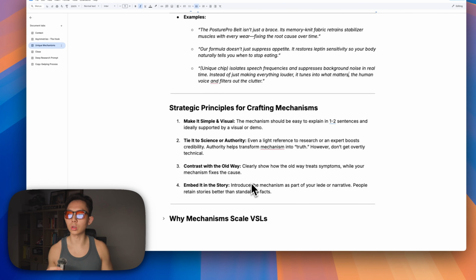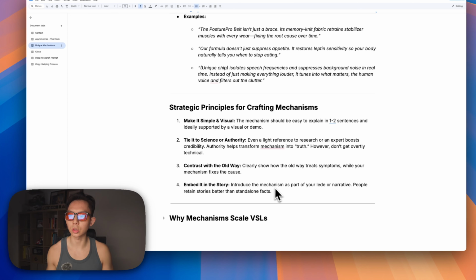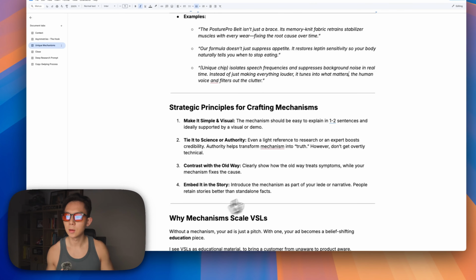Now, number 3 is to contrast with the old way. So you want to clearly show how the old way treats symptoms while your mechanism fixes the root cause. And you want to embed it in the story. So you introduce the mechanism as part of a lead or narrative, so people retain stories better than standalone facts, right? So they want to remember your product for the story that you tell, and that becomes easier of a sell.